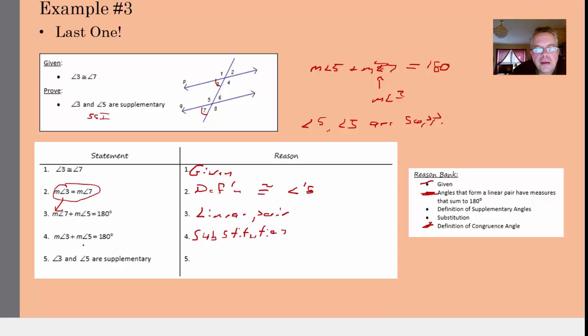And finally, 3 and 5 are supplementary. Why? That's what it means when the measures of two angles add to 180. So that's definition of supplementary angles. And we end up using all the reasons. Okay, so this is almost exactly what you need to do on the quiz.